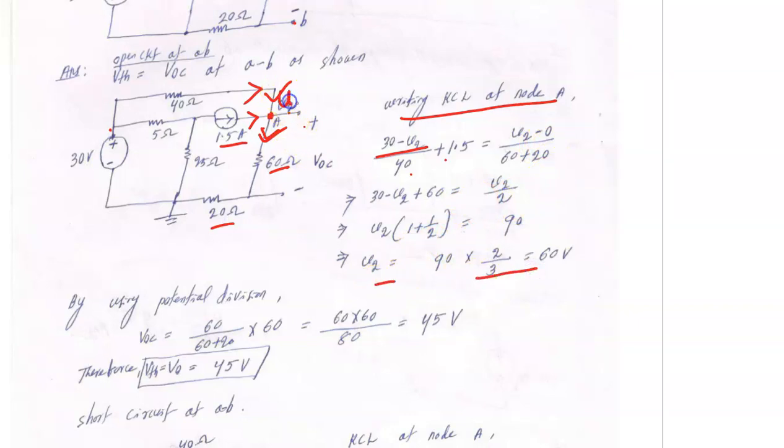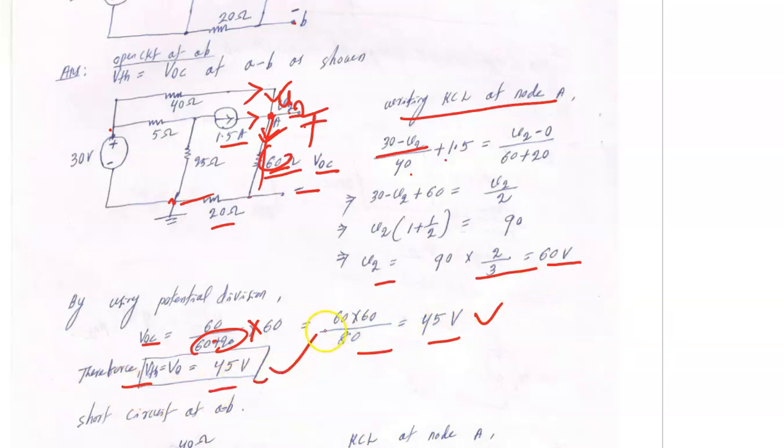This is your V2 with respect to ground. This is not your VOC. VOC is this voltage across the 60 ohm resistor. That means a potential division of the V2. So VOC is 60 upon 60 plus 20 into 60 volt, because V2 is the 60 volt. That gives you 45 volt. So therefore VTH is equal to 45 volt.